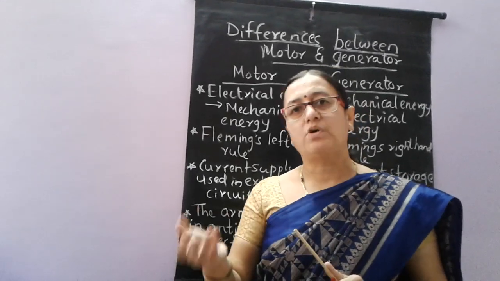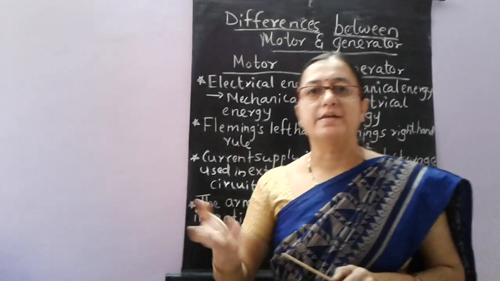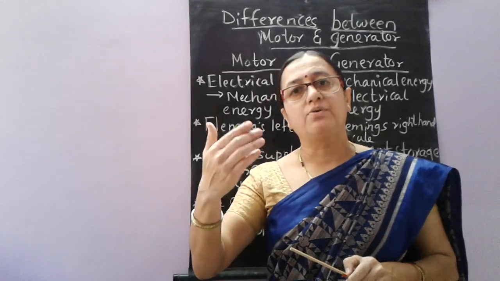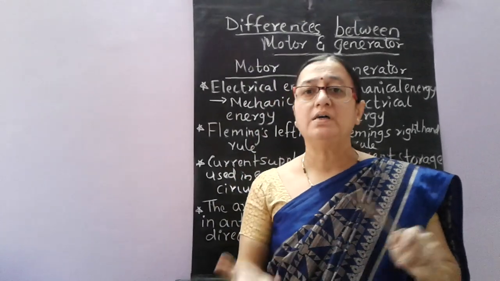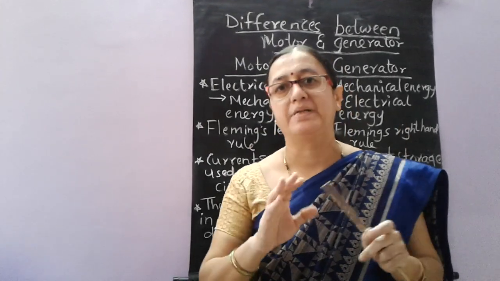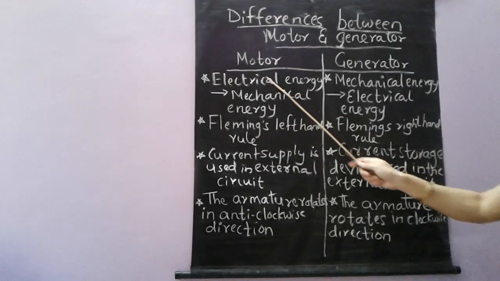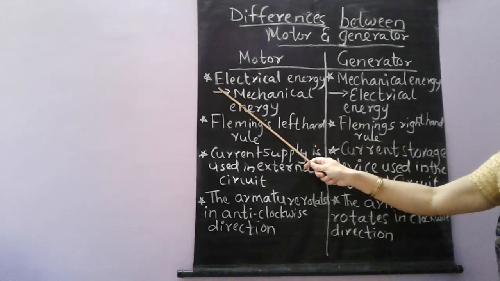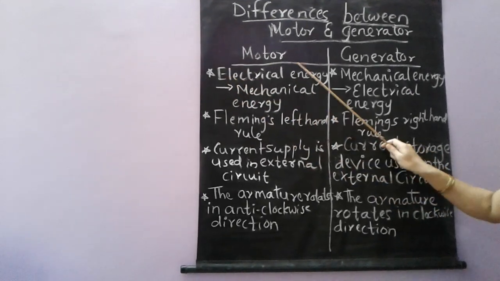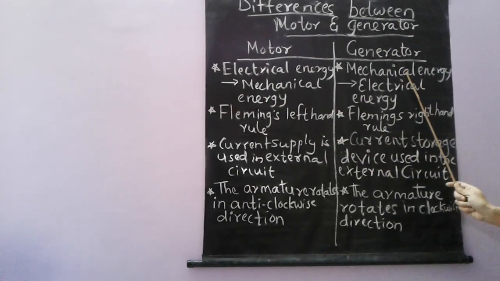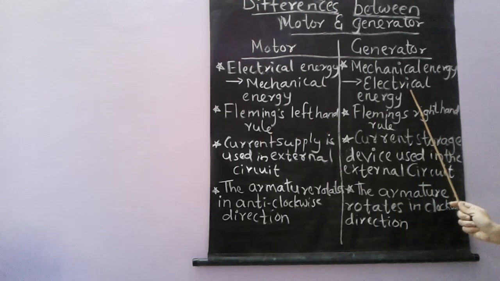In this part, let us see what are the differences between a motor and a generator. Motor and generator are different as compared to their construction also, and with the working also, and the basic principles. Differences between motor and a generator. A motor mainly converts electrical energy into mechanical energy, and a generator converts mechanical energy into electrical energy.